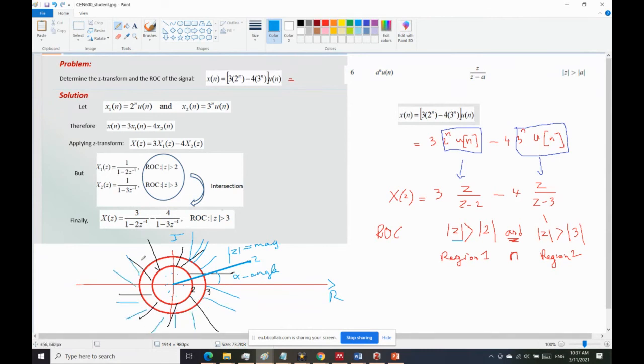So this is the intersection, meaning we want this and this. We want the values to be outside in the black region and also in the blue region. Therefore their intersection is the region outside the big blue circle. So that's why the final ROC is the intersection between them: absolute value of Z bigger than 3 for this Z transform to converge. Because any value inside the blue circle does not converge, it does not exist, you have a problem, it's infinite, because here it's a division that creates a problem. So the Z transform does not exist.